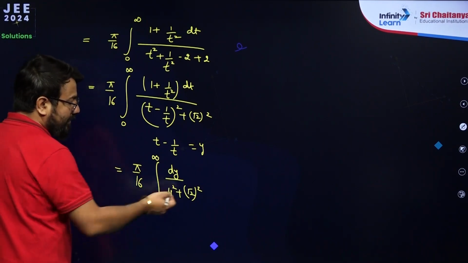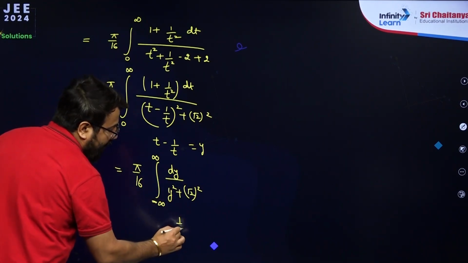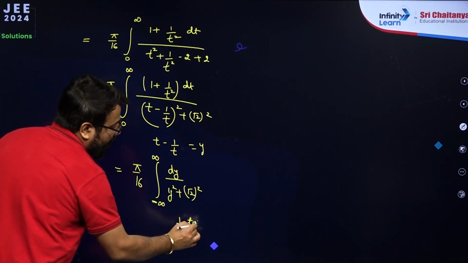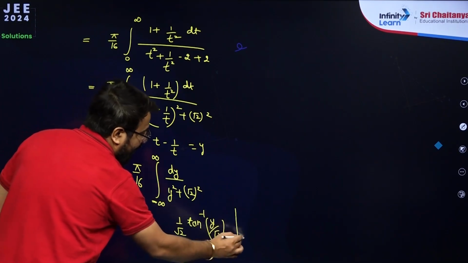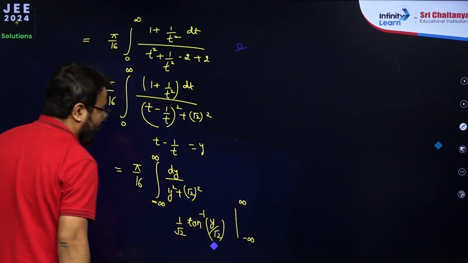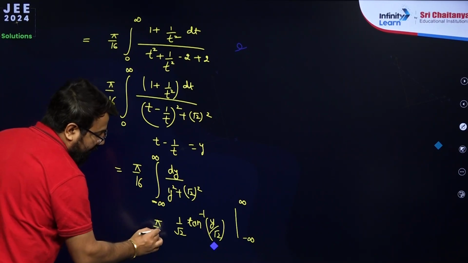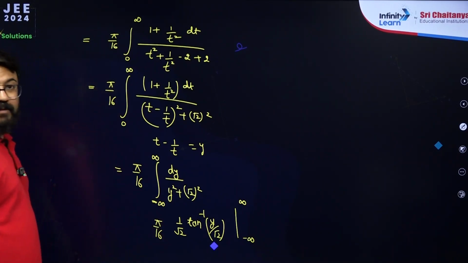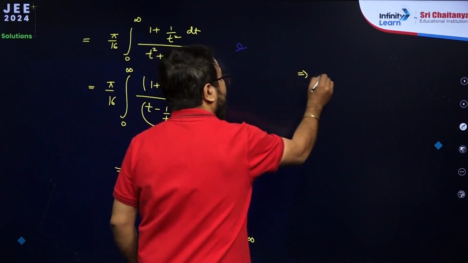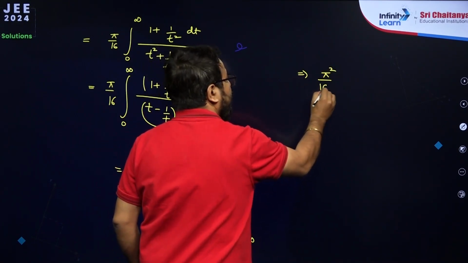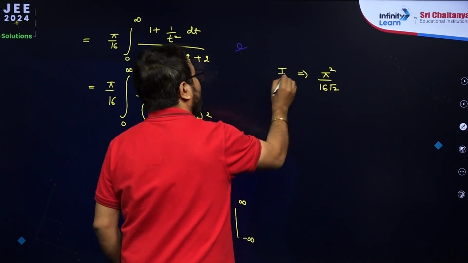So my dear students, it is equal to 1 upon a, tan inverse y upon a, and the limits are from minus infinity to plus infinity, along with pi by 16. Now if you simplify this, you will get pi square over 16 root 2 as the value of I.